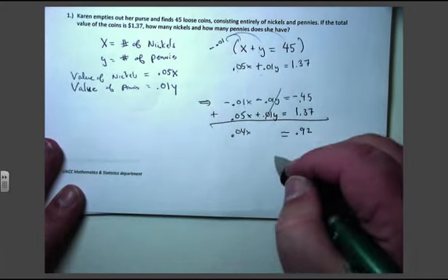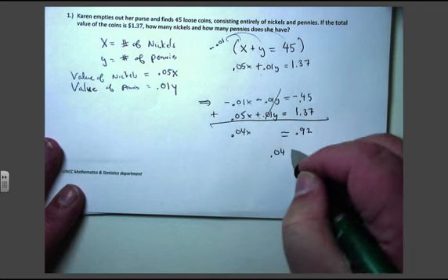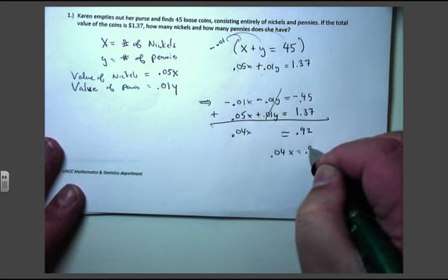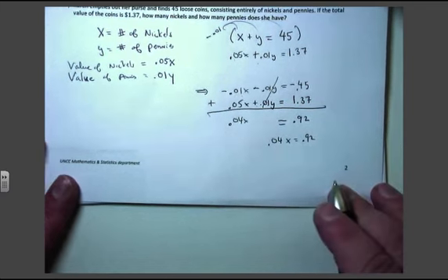So I got a single variable equation. 0.04x equals 0.92. What are you going to do to solve for x? Divide by 0.04. Now, remember what x represents. X is the number of pennies.